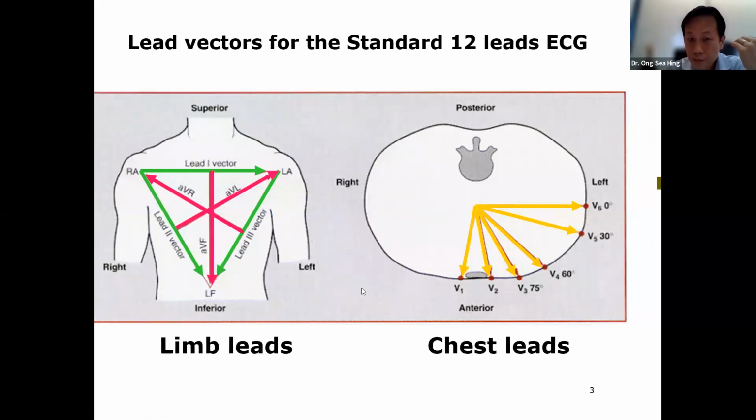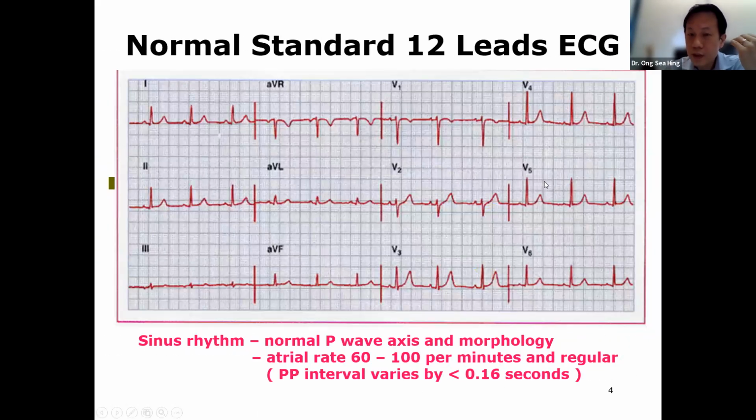Okay, so for example, if you have the vector of the electrical activity of the heart moving towards the apex, and where is the apex? The apex is at V5 and V6. You will get a positive deflection in the QRS, right? I think we all know that. Whereas if you have the lead at V1 position in the right upper parasternal area, then the deflection of the QRS will be negative because the overall direction of the electricity of the heart is moving away from V1.